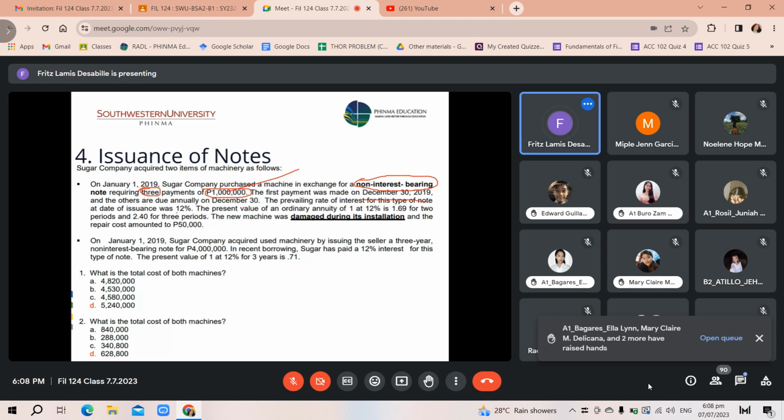And the prevailing interest rate was 12% at the date of issue. So this 12% again is the effective interest rate. Okay, so what I want you guys to do, again, please compute for the 2.4. This is the present value factor of ordinary annuity of 1 using 12% for 3 periods. So please do recompute 2.4.